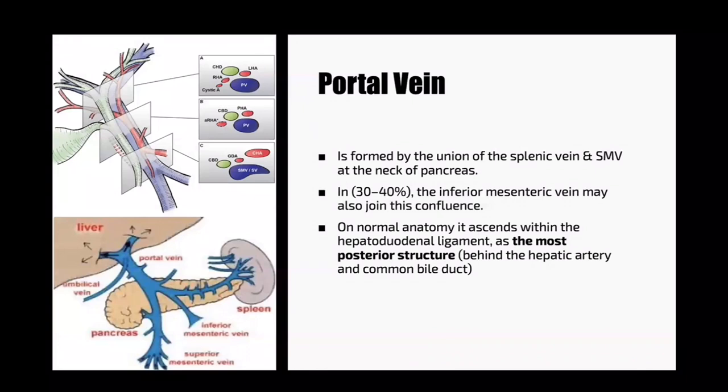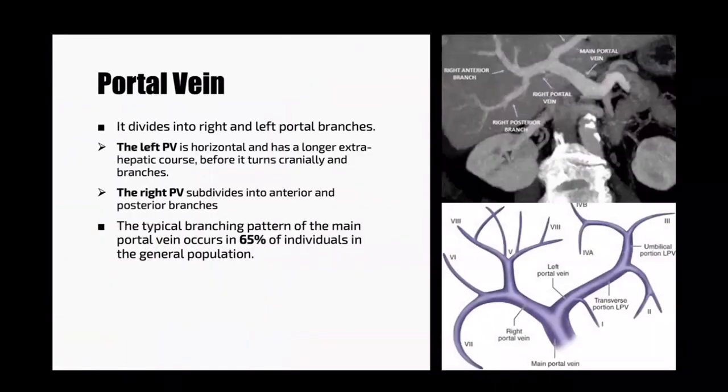Moving to the portal vein, which is formed by the union of the splenic vein and superior mesenteric vein. And in 30 to 40% of cases, the inferior mesenteric vein joins this confluence. The portal vein is found in the porta hepatis as the most posterior structure behind the hepatic artery and the common bile duct. As we can see, the portal vein is divided into right and left branches.